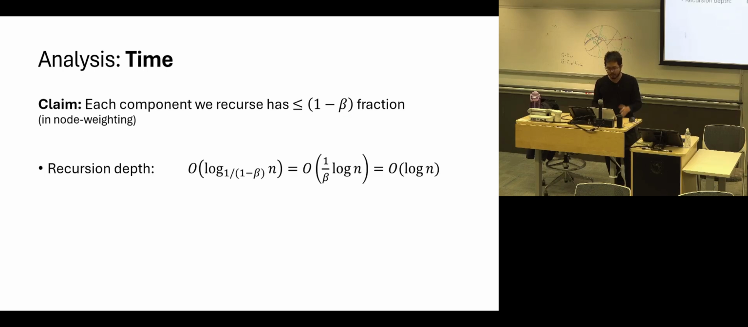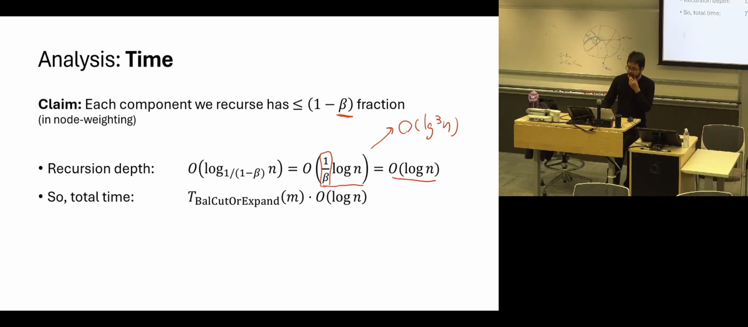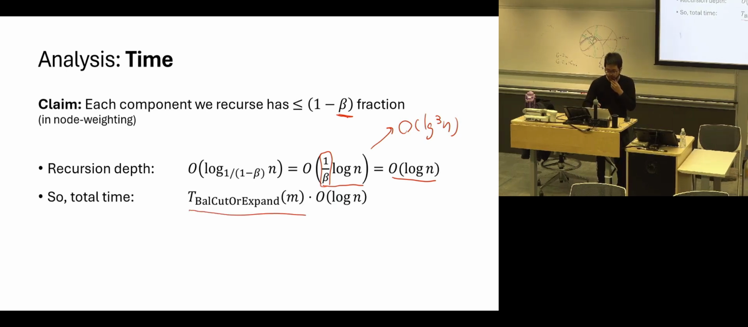But now the recursion depth, which used to be something like 1/beta times log n. Previously it used to be this thing. But now the balance is better. Because now the balance is constant, you get log n. The recursion depth is better. For the total time, you literally just call this thing once per level. There are log n levels, so the running time is this.